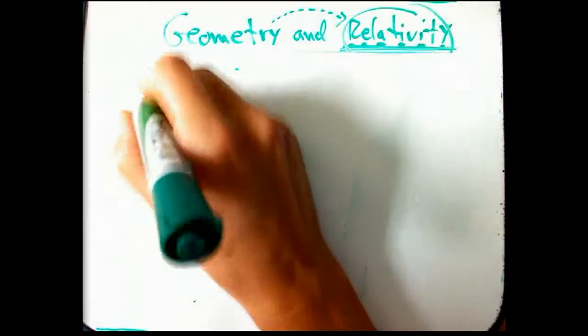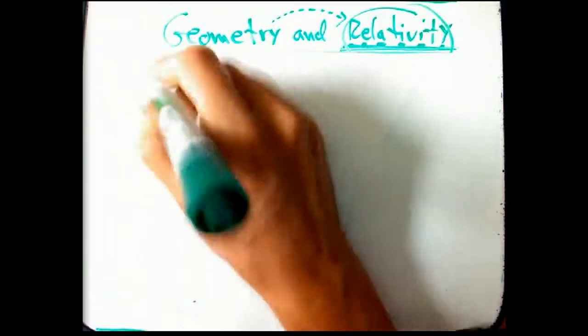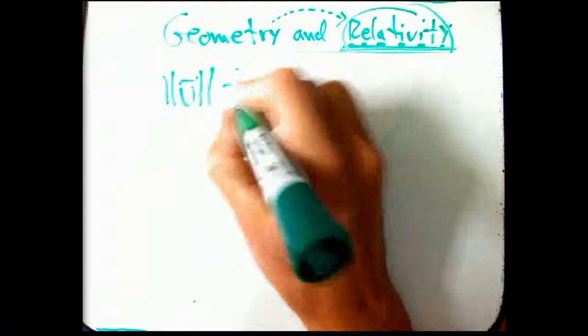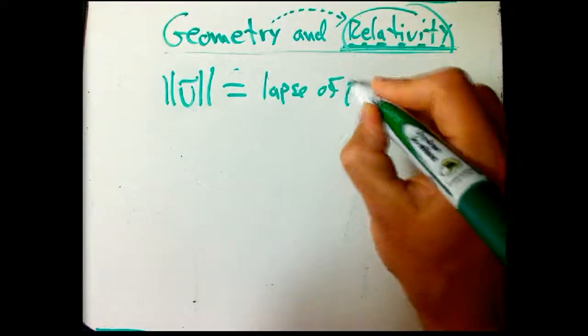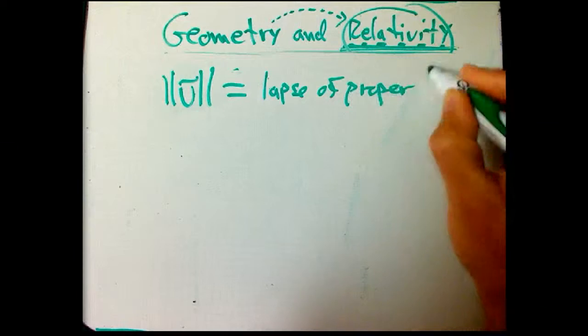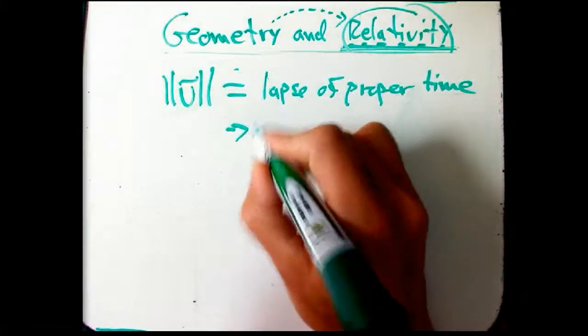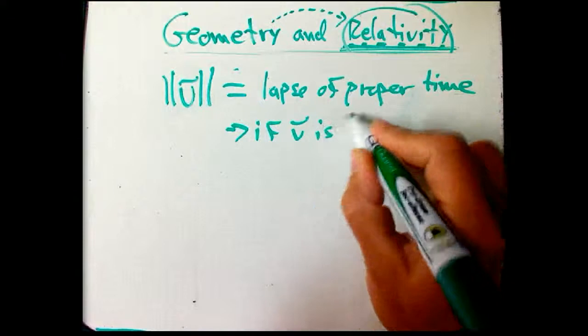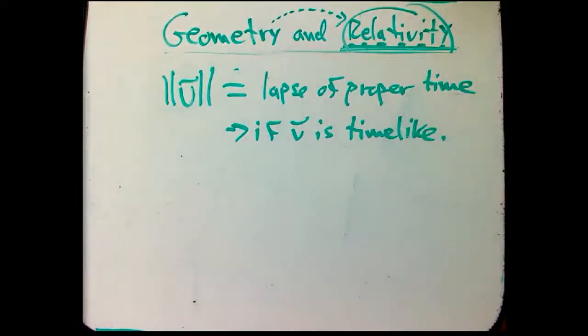Let me just write it up again. Q of V, just the magnitude of V. The magnitude of V is the lapse of proper time, if V is time-like. Okay, we're going to see what the magnitude of a space-like vector measures. You might think, hey, it probably measures space, a distance, and it does, but it's a little subtle to talk about that.